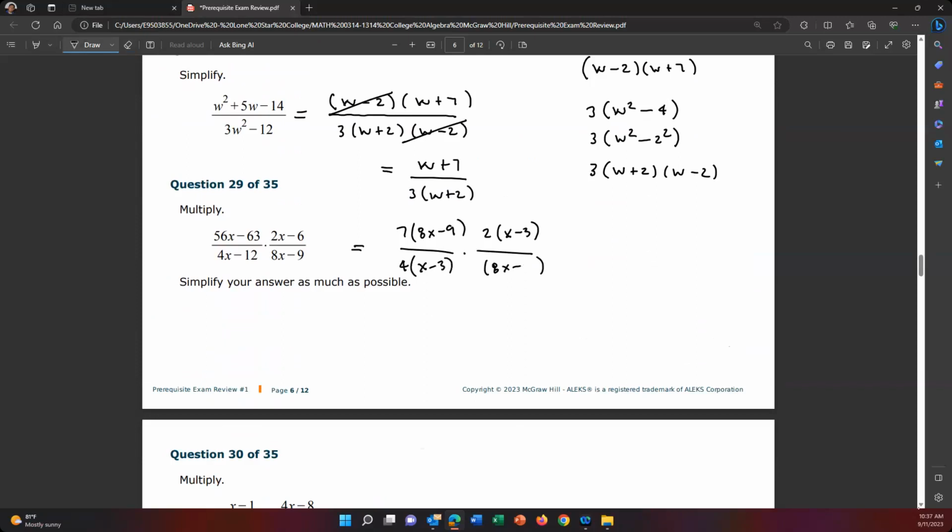Let me rewrite that 9 though. But do you notice that we can cancel this entire set of parentheses out? We got 7 times 2 over 4. That just comes out as 7/2. So all of this is just 7/2. And the easy way out of that is to factor everything out and then chop off any like parentheses. Okay, hopefully this is making sense. All right.